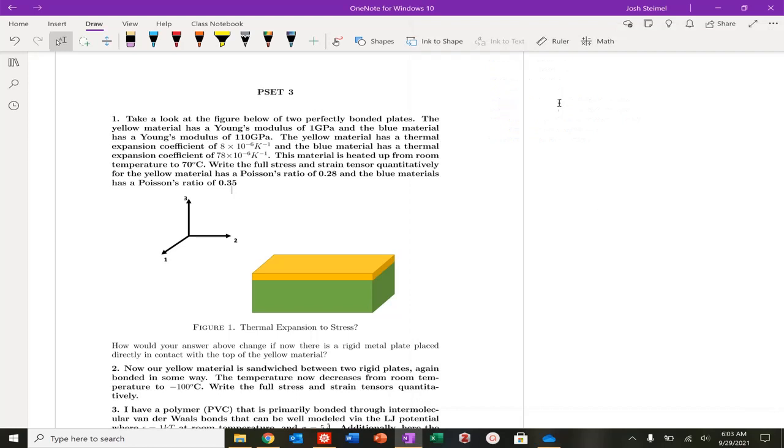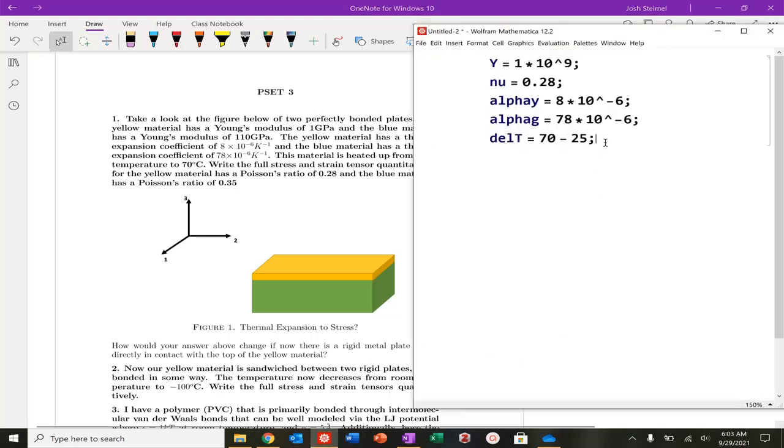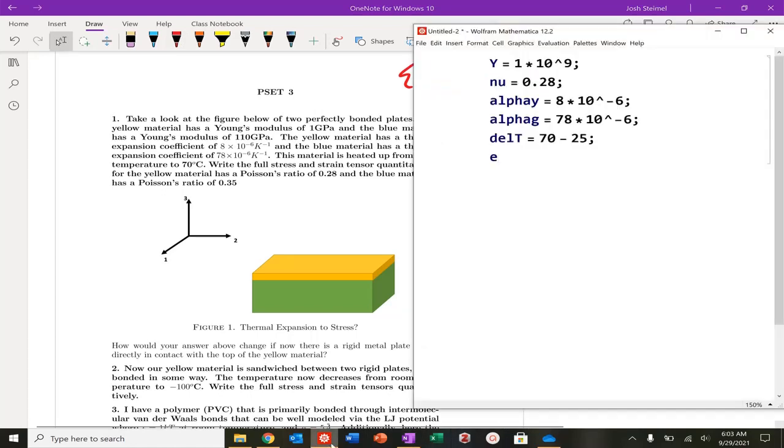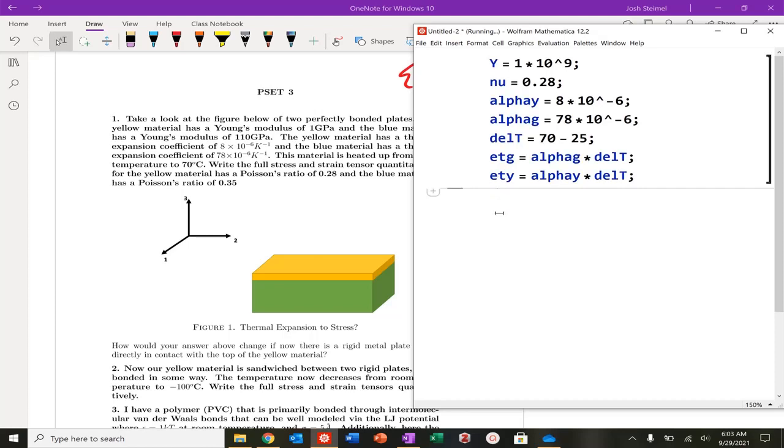And then I could also define my thermal strain. My thermal strain here is going to be defined as alpha times delta T. So I'll have some thermal strain of Y and some thermal strain of my green material as well. So my ETG is going to be alpha G times del T, and my ETY is going to be equal to alpha Y times del T. Let's go ahead and get those values, and we should see that my ETG should expand. It should be about an order of magnitude larger.